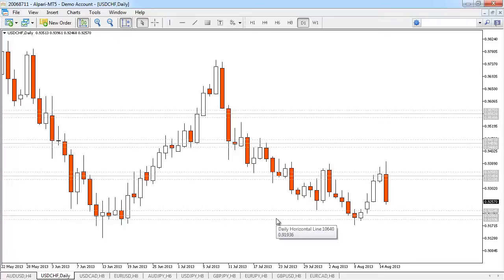This was a particularly tricky one, so I wanted to show you this one because it was particularly tricky, and how sometimes you have to kind of improvise with your entries. You're not always going to get a perfect wick that you can enter from. Sometimes you have to improvise a little. This is a daily chart, a USD CHF daily chart, and I'm going to highlight the trade for you guys.